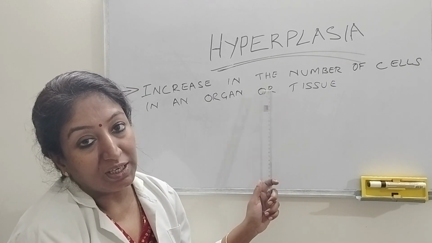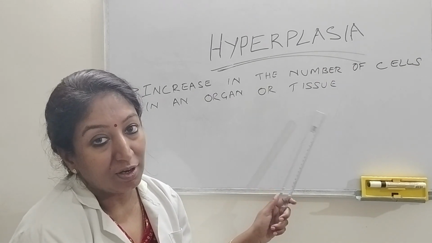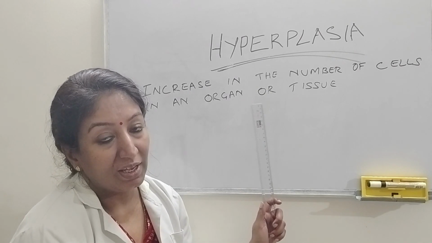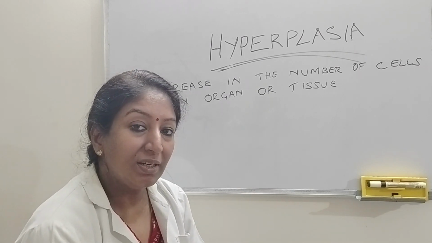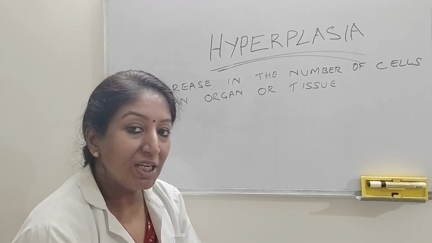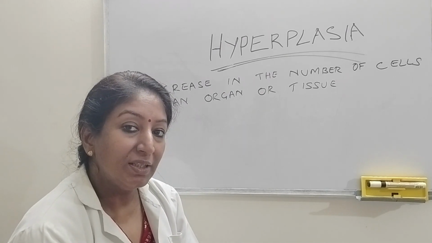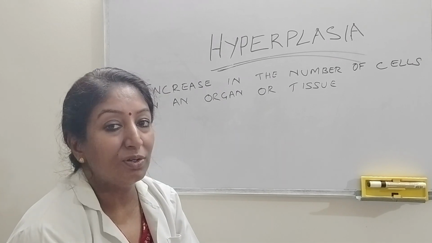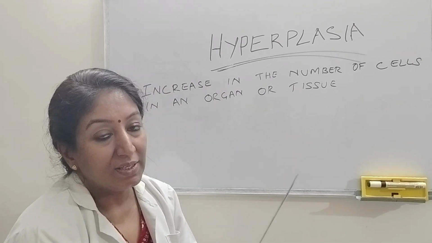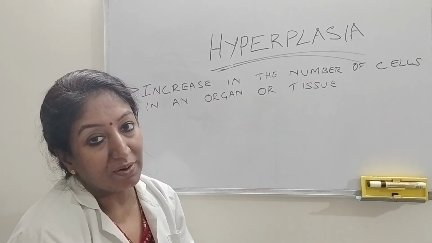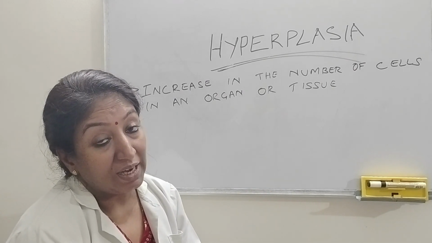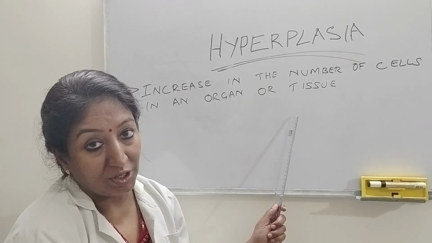Second one is why the increased number of cells occurs. It can be due to increased rate of cell division or proliferation. So what is proliferation? Proliferation is nothing but the cell grows and divides to produce two daughter cells. So the increased number of cells can be due to the increased rate of cell division or due to proliferation.